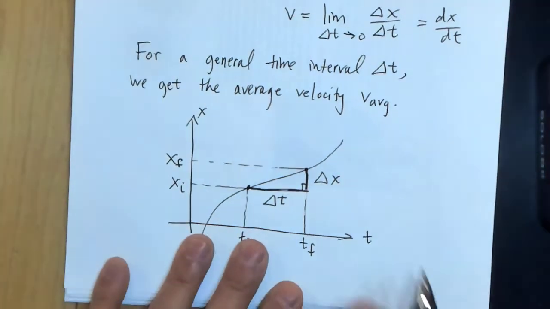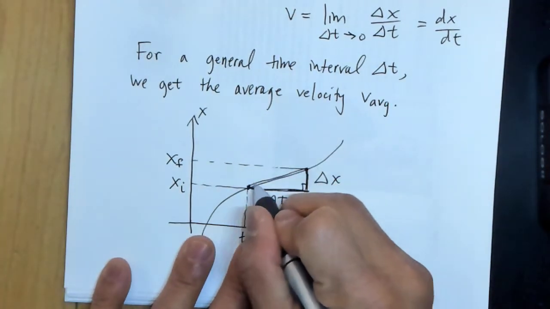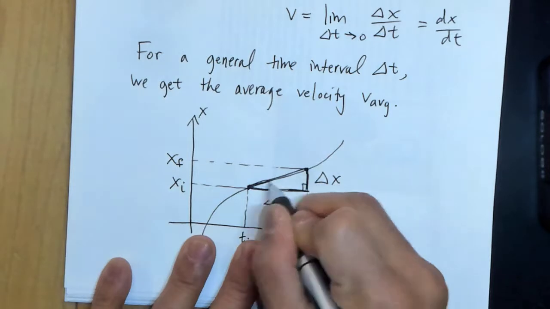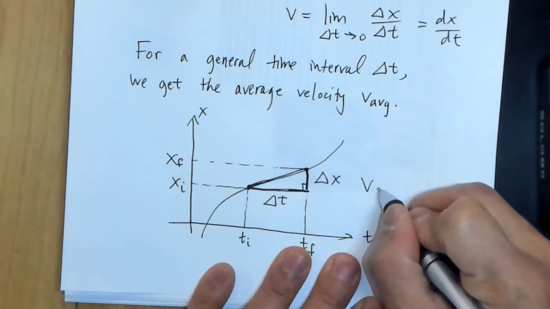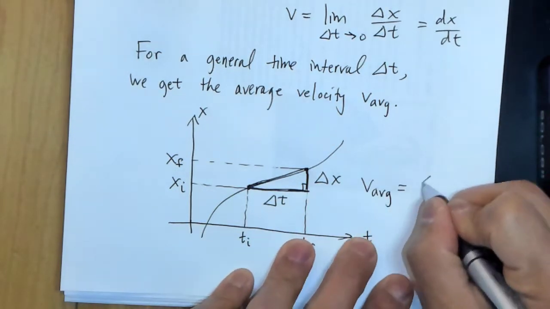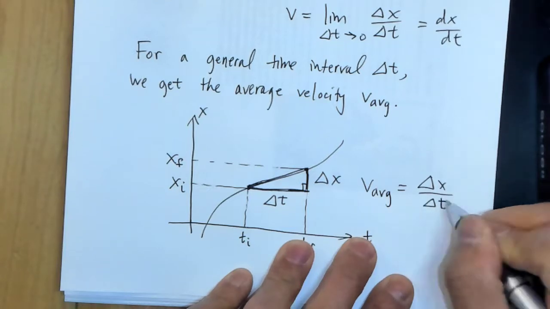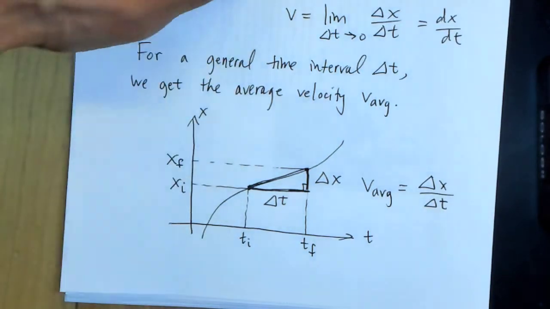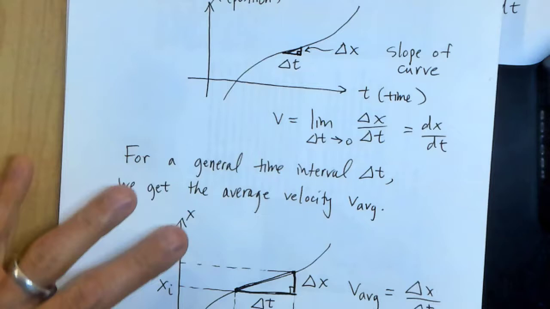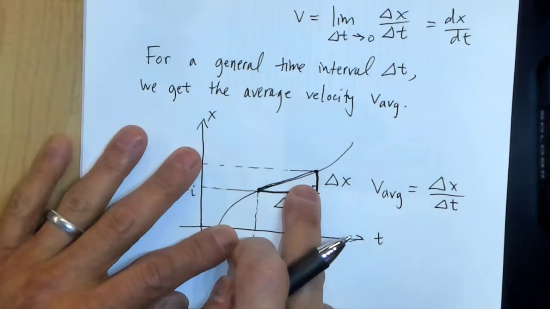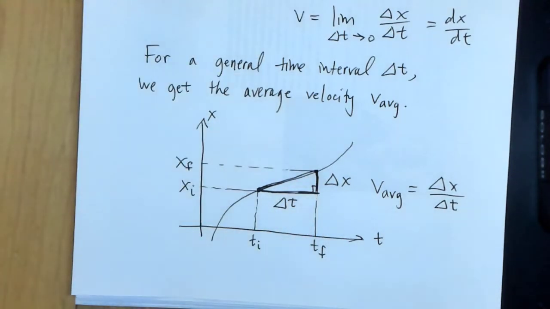And on this side of this right triangle will be delta x. And so the ratio of those will give me the slope of the line where it intersects these 2 points here. And so v average will be delta x over delta t. It's the same thing I had over here. The only difference is in this case it's a big triangle, whereas above it was an infinitesimally small triangle. Everybody's good on that? All right.